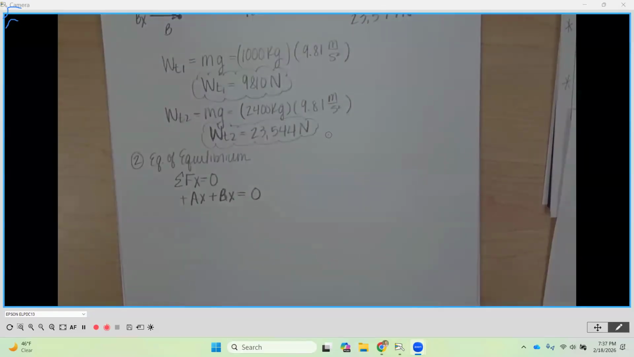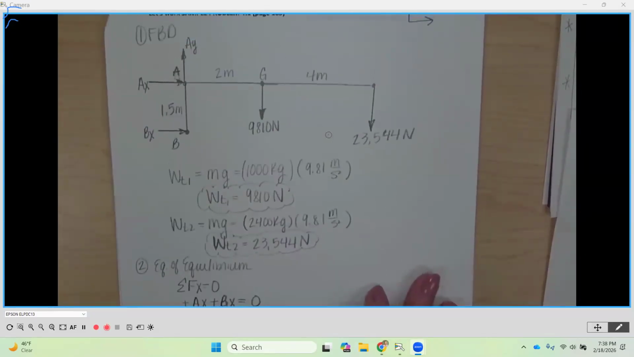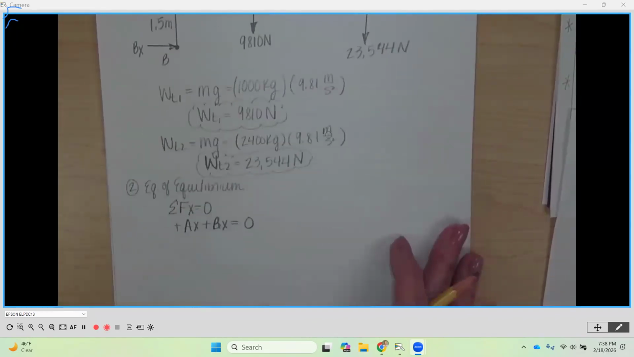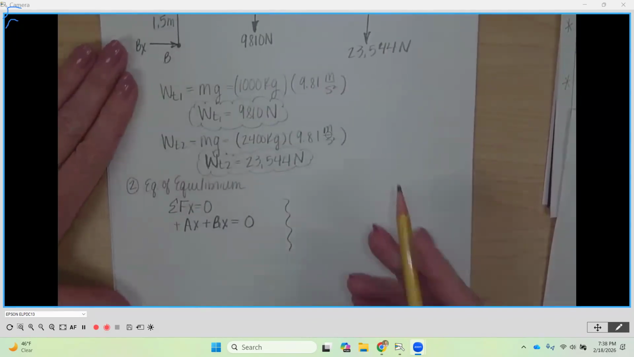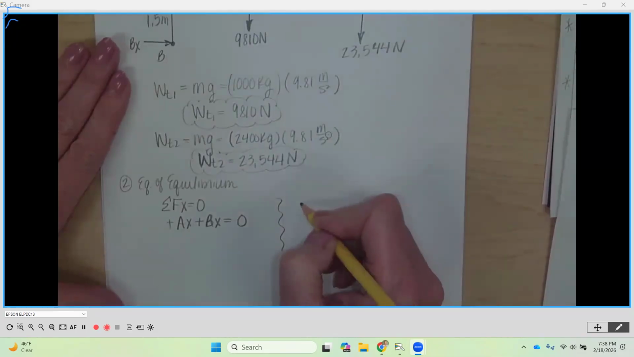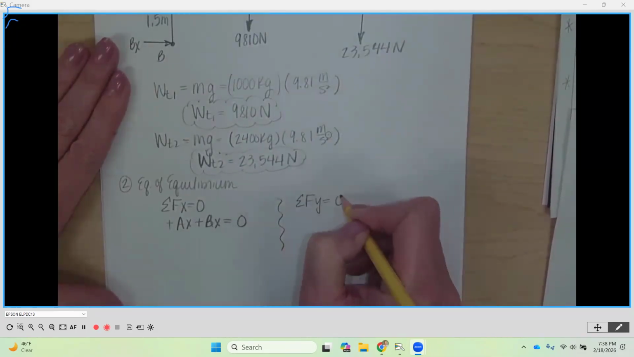What do we want to do next? Sure, we could sum the forces in the Y, and we can see how we do. Now I'm going to show that one over on the right here. I'm just going to go over here. I've got some space. So sum my forces in the Y equals 0.